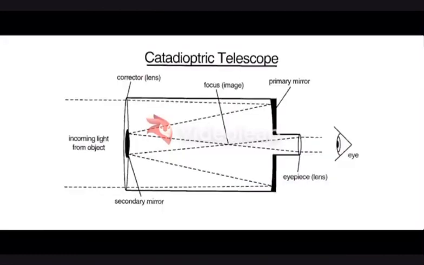And finally, the catadioptric telescope. So let's see the parts. On the right side, we have the eyepiece or the lens. On the second right, we have the eye. On the left side, we have the incoming light, which comes from the object. Below, we have the secondary mirror. And above, we have the corrector lens, focus, and the primary mirror. So basically, a catadioptric telescope combines both refractor and reflector to greatly shorten the body tube and make a large aperture lens very portable.